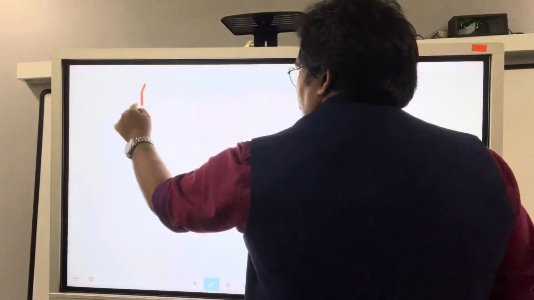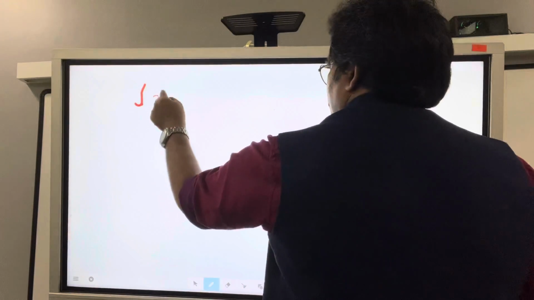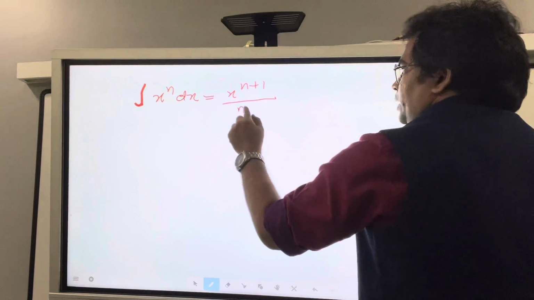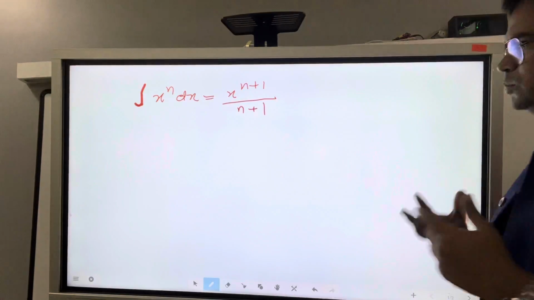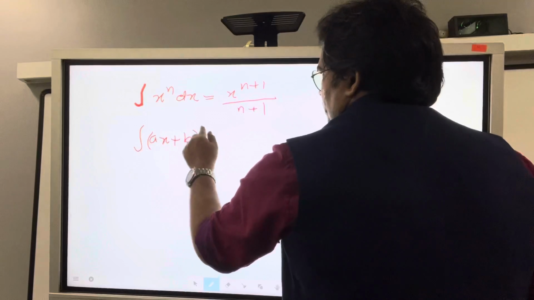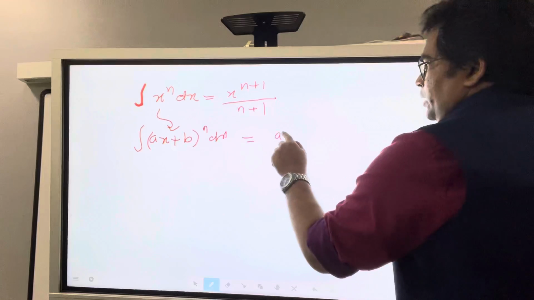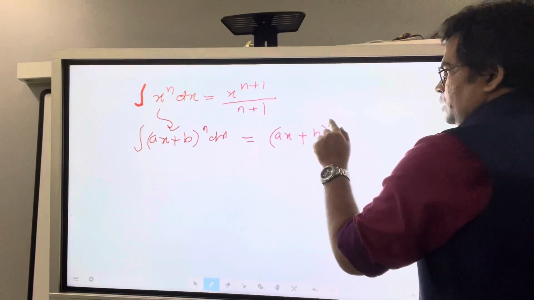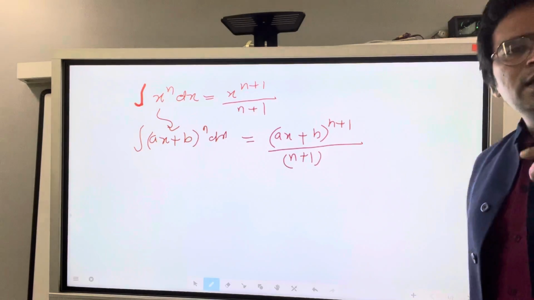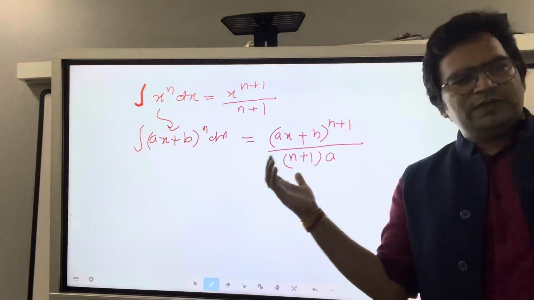The first thing is when you're integrating the basic functions, such as integration of x to the power n. Integration of x to the power n is x to the power n plus 1 over n plus 1. Similarly, if you are integrating ax plus b to the power n, where you replace x with another linear function, that becomes ax plus b to the power n plus 1 over n plus 1, and don't forget to divide by the coefficient of x, which is a. So this is just a recap. I have explained all of these in my previous lesson.